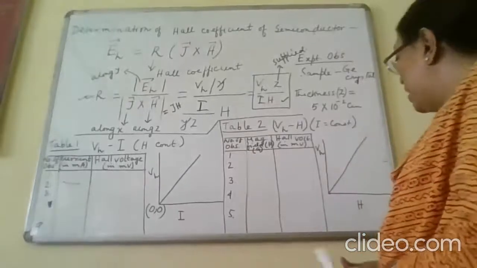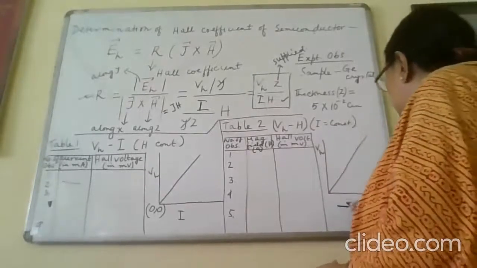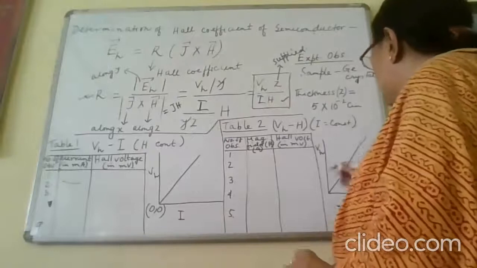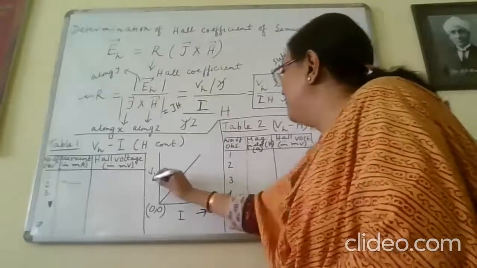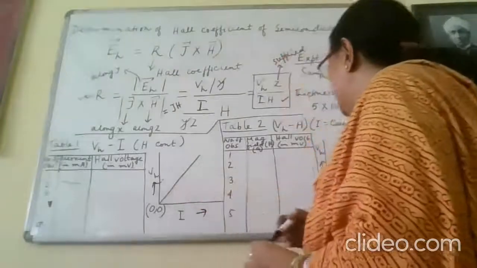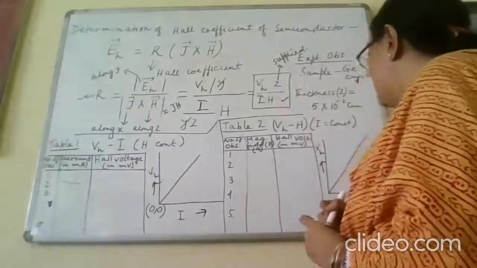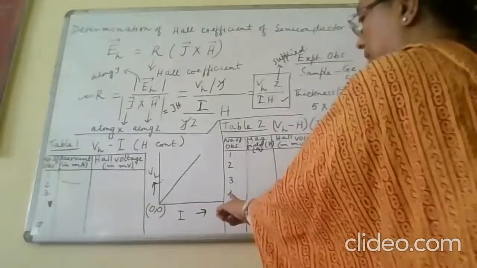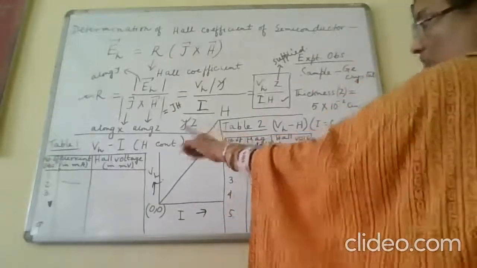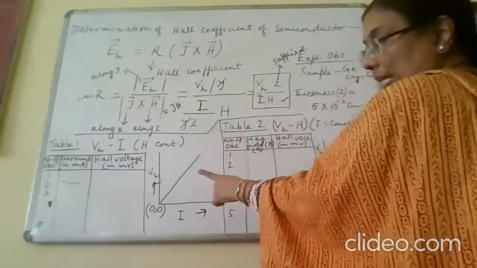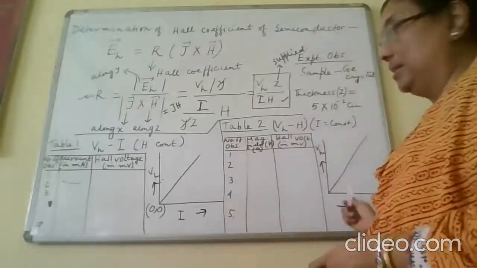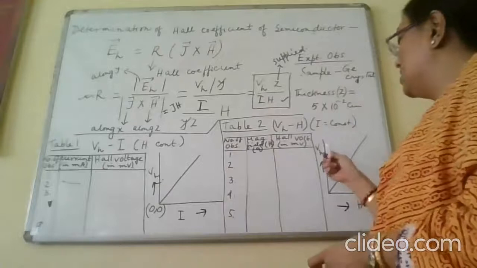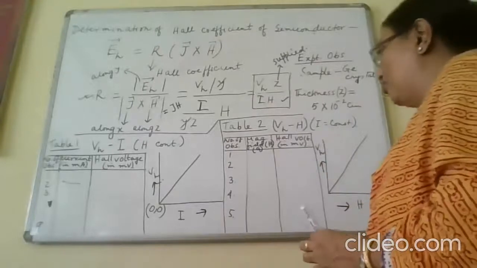So the corresponding graph will be by plotting H along X and by plotting VH along Y. That means from table 1 we are getting I as the independent variable. That means we will change it, and accordingly we will get the Hall voltage. And in table 2, H is the independent variable. We will vary it, and accordingly we will get the Hall voltage.